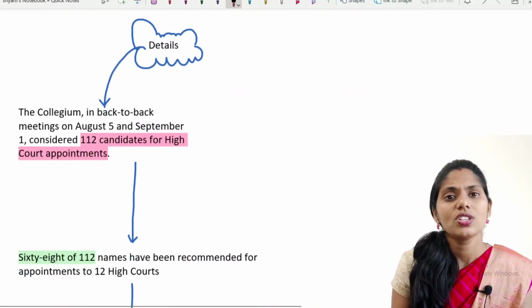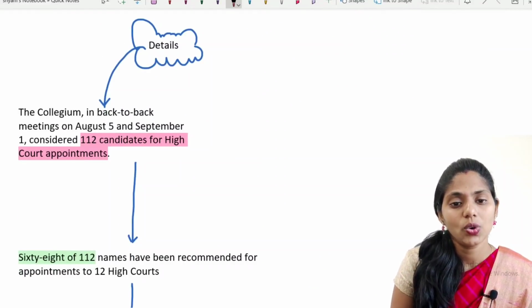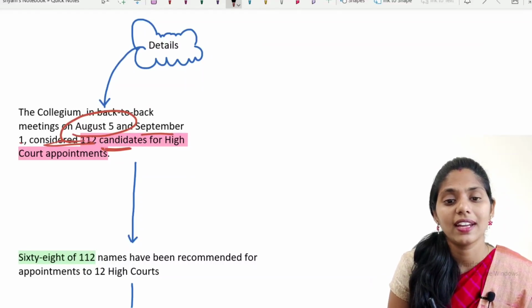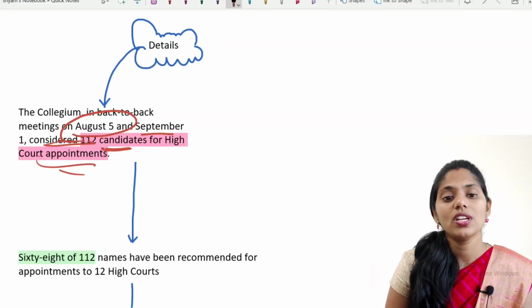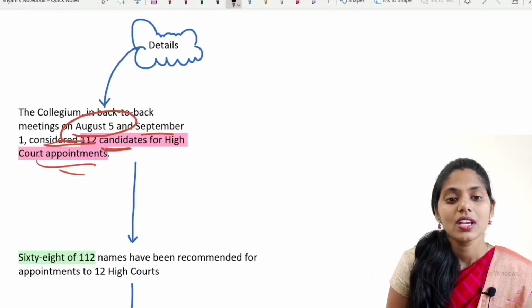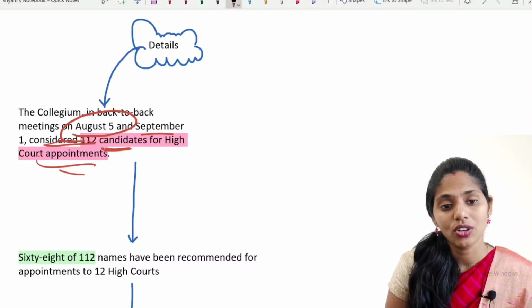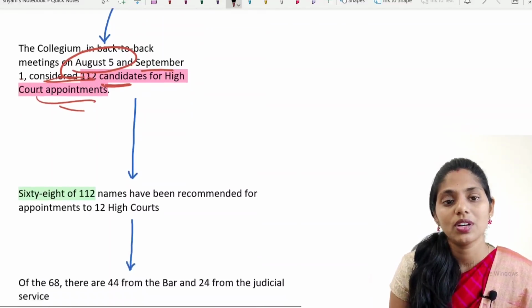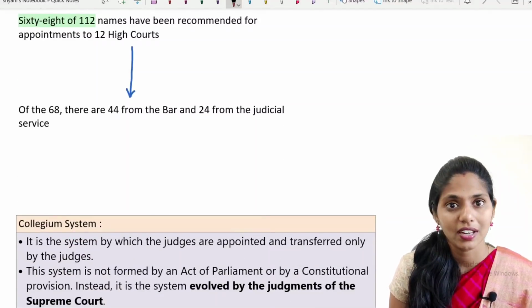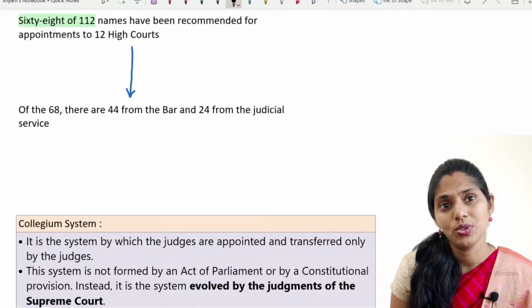This time 68 names were recommended in one stroke for elevation as judges of various high courts. If we talk about details, the collegium in back-to-back meetings held on August 5th as well as September 1st considered 112 candidates for high court appointments. This is one important thing, and out of these 112, 68 names were recommended for appointments to 12 high courts. Out of the 68, 44 are from the bar and 24 from the judicial service.